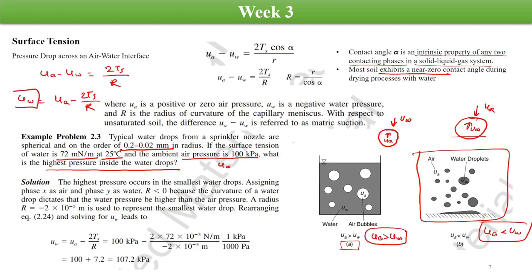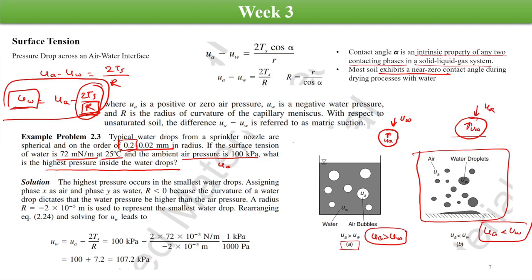Fine. So the UW will be maximum when r will be minimum, so this term will be maximum. To determine the maximum UW, because the question asks for the highest pressure inside, the maximum pressure inside will be when the r is minimum. So the minimum r is 0.02.